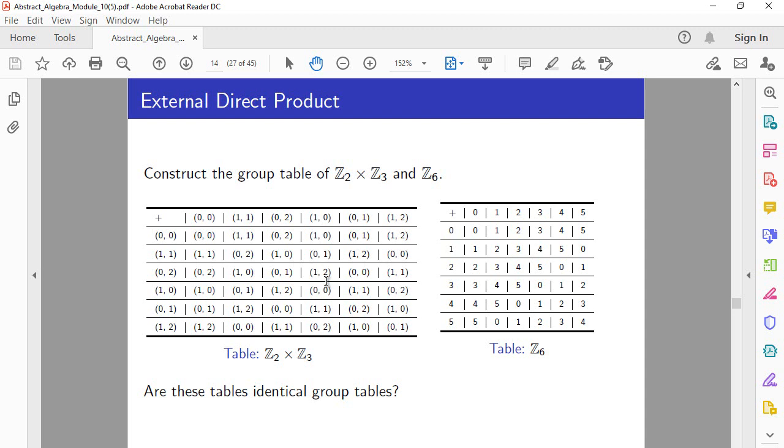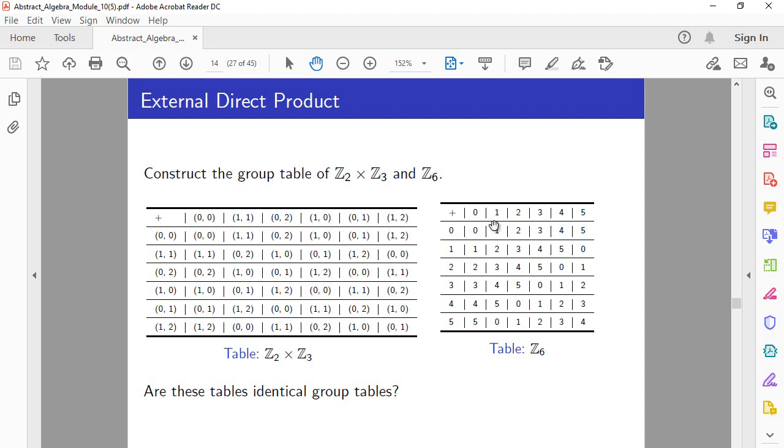And so looking at these two tables, notice that both of these groups have 6 elements. And notice that Z6 is a cyclic group and it is generated by the element 1. The question is are they pretty much the same groups here? Well, here's what I'm going to do. I am going to map both of these groups into a third set in the following way.